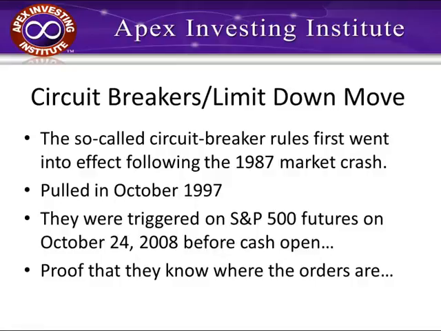Circuit breakers and limit down moves. What those are is basically rules that went into place after 1987, the big market crash. They basically said if the market moves so much, then we're going to shut it down for a period of time. And they actually were triggered in October 1997. They were also triggered on the S&P 500 futures in October of 2008. You see a little bit of a pattern there, Octobers and crashes, every 10 years or so. But just be aware of that pattern. That's a seasonal one. They were triggered before the cash opened, and then all of a sudden they moved, and then they opened the market back up.